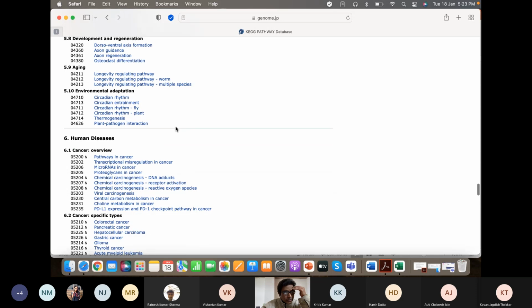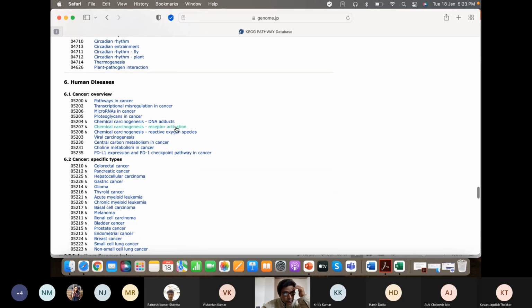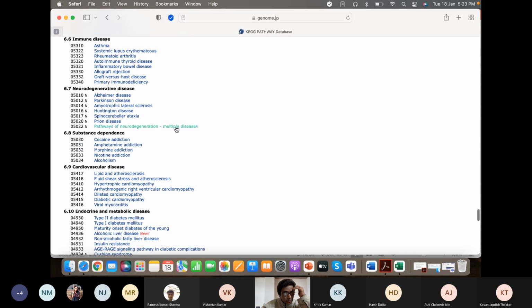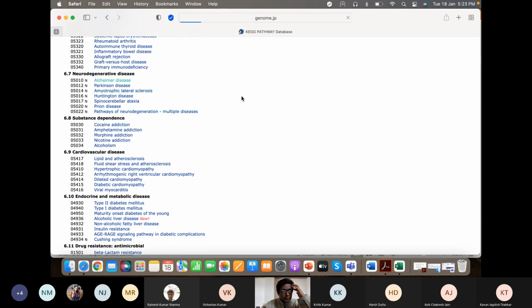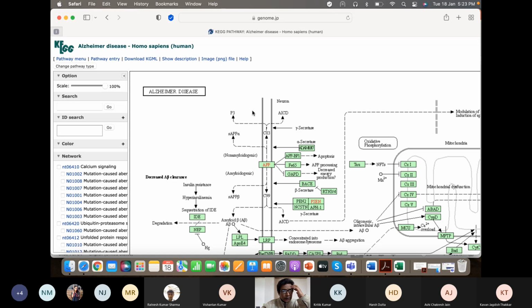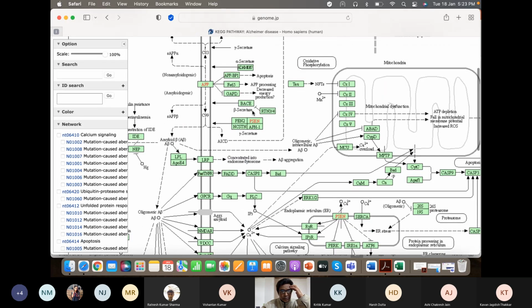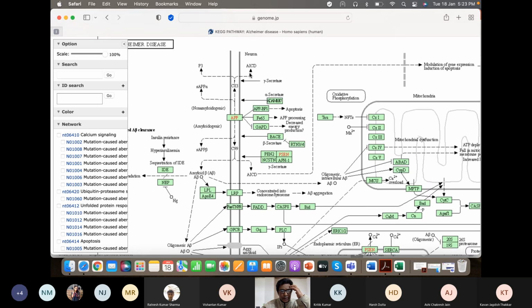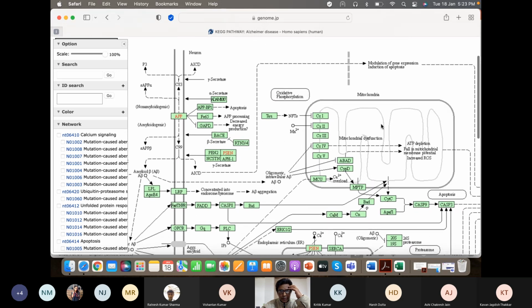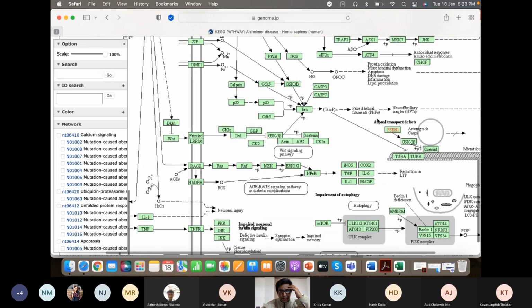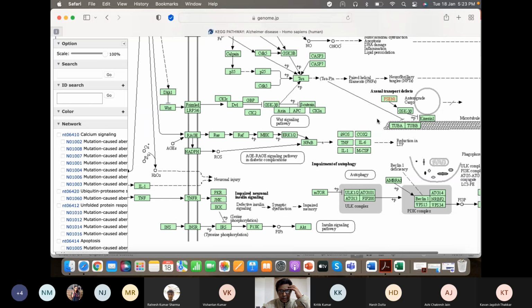let us see if there's an Alzheimer's here somewhere. See, if you're going to cancer, something like huge, so maybe there are infectious, immune, neurodegenerative. Let's see, Alzheimer's. Okay. Now it shows you a huge bunch of, and not only that, it shows you what is there in the membrane, what is there in the neuron, what is there inside the cell in the mitochondria. So it has the classification by space also. So it's like tremendous actually.